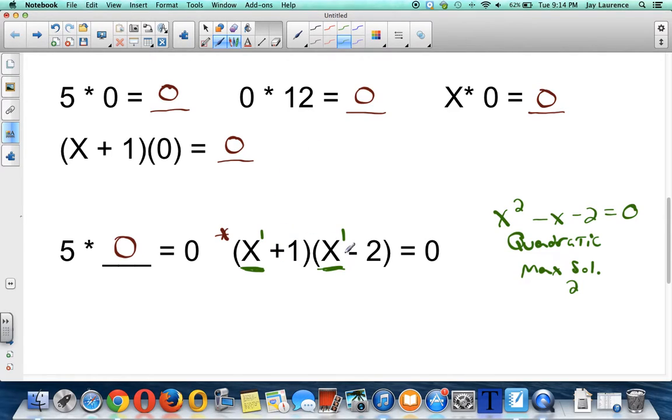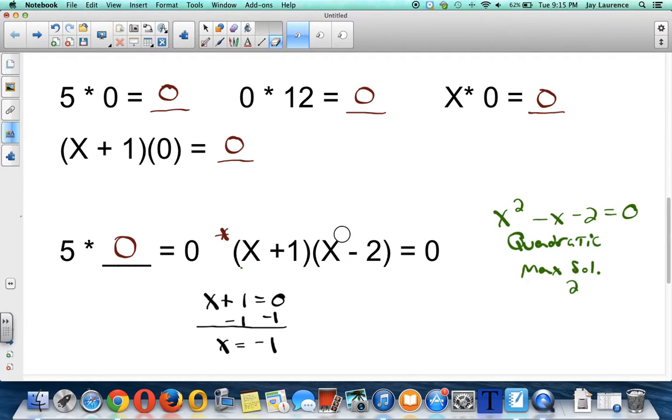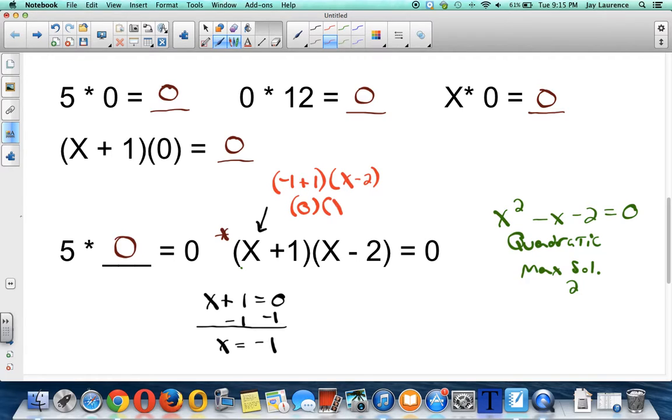One of these quantities must be 0. How do we find out which one it is? Well, let's take the first quantity, x plus 1, set it equal to 0, and solve for x. And we get negative 1. Hey, what happens if I take negative 1 and I substitute it in for x right there? In other words, I take negative 1 plus 1, and then I multiply it by x minus 2. Well, negative 1 plus 1 turns into 0, and 0 times x minus 2, that's going to equal 0, isn't it?